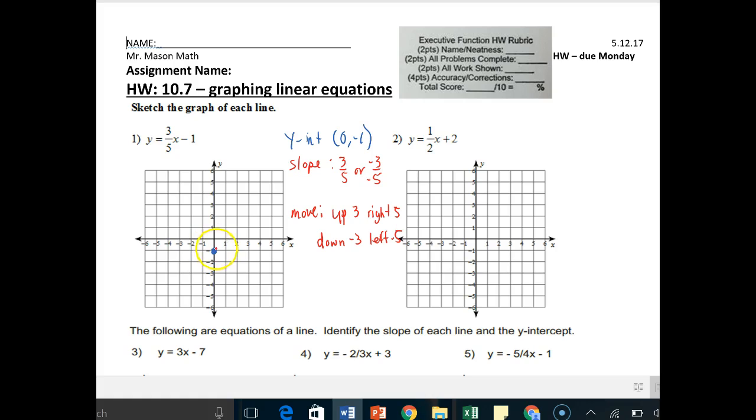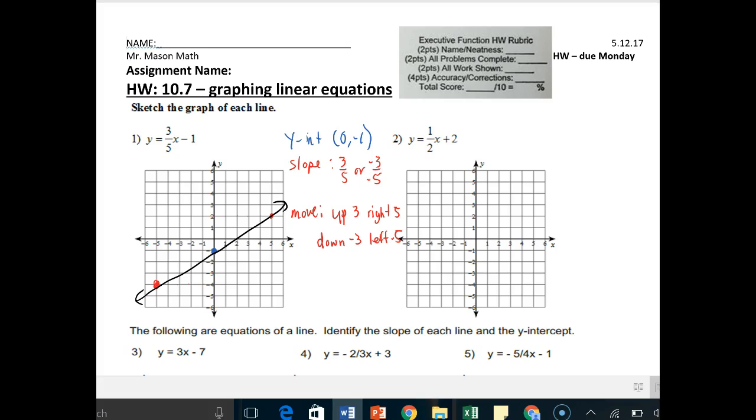Right? So from here, we're going to go up 3. 1, 2, 3, right 5. 1, 2, 3, 4, 5. That's the only time I can do that because I'd run out of space. So go back down here and do the other way. Down -3. 1, 2, 3. Left -5. 1, 2, 3, 4, 5. Because I have written these directional slopes, I have a perfectly straight line that matches up with my graph, a positive sloping graph at a y-intercept of -1.